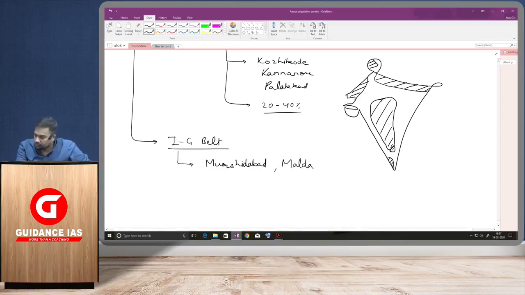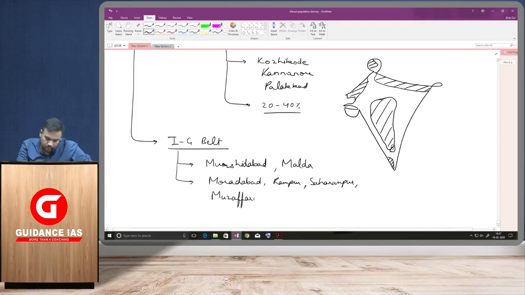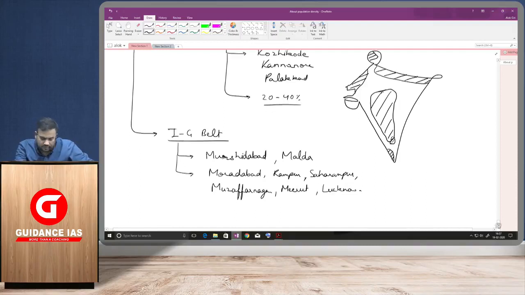Malda, in Uttar Pradesh, places like Muradabad, Rampur, Saharanpur, Muzaffarnagar, Meerut, Lucknow. So there was high concentration of Muslim population in all of these major districts.